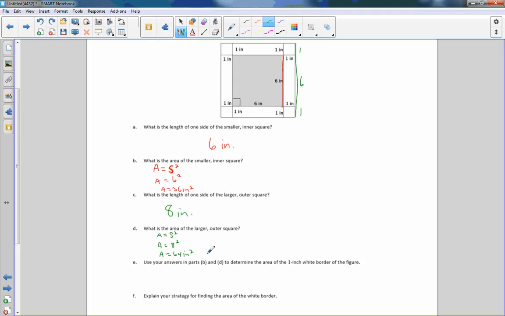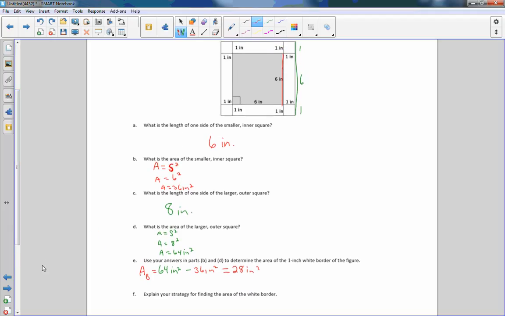Use your answers in parts B and D to determine the area of the 1 inch white border of this figure. So we're going to take the area of the outside, subtract the area of the inside, and that is going to equal the area of the border. Okay, so let me just put that. Area of the border equals 64 inches squared minus 36 inches squared, and 64 minus 36 is 28 inches squared. F, explain your strategy to find the area of the white border.